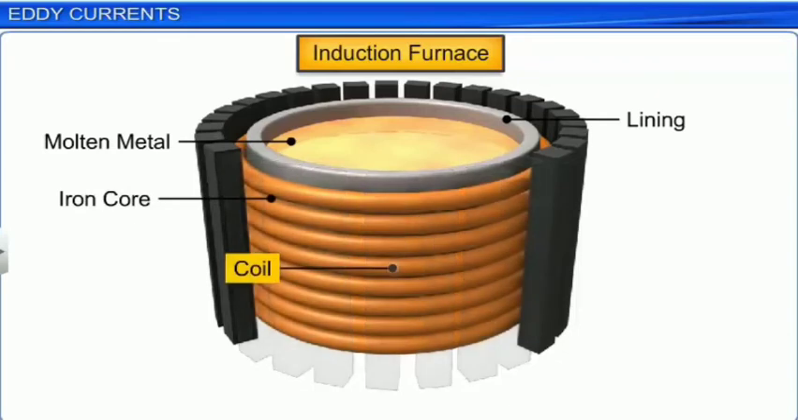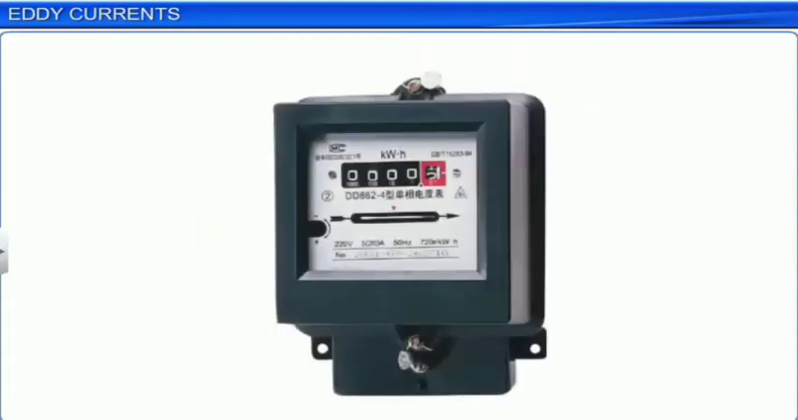Induction furnace can be used to produce high temperatures and can be utilized to prepare alloys by melting the constituent metals. A high-frequency alternating current is passed through a coil which surrounds the metals to be melted. The eddy currents generated in the metals produce high temperatures sufficient to melt it.